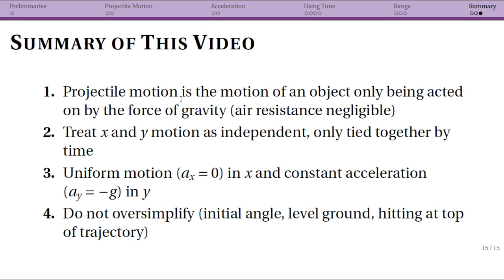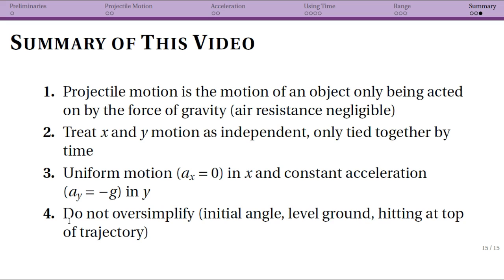That means air resistance is negligible. And again, it's the 2-dimensional scenario that corresponds to free fall. We get to treat x and y motion as independent. The only thing tying them together is time. If you have a position equation that's involving both x and y components, you've probably done something wrong. In the case of working in x, you actually have a uniform motion. That's the correct model to use. And in y, you want to use constant acceleration, with your y component of acceleration being equal to negative g. Again, be very careful about your signs in y, both for the acceleration itself and for changes in position.